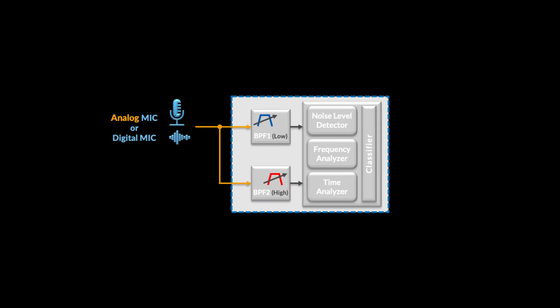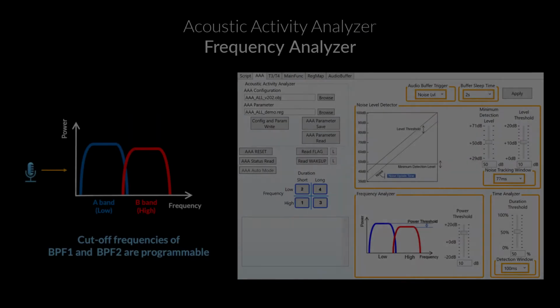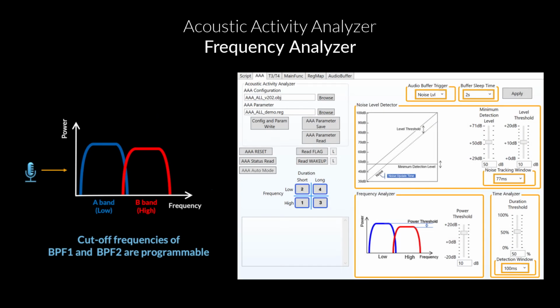The acoustic analysis block consists of two bandpass filters as well as the frequency analyzer, the time analyzer, and the classifier. Let's start with the frequency analysis. Incoming audio comes in through the two bandpass filters, and the frequency analyzer looks at that incoming content. The frequency analyzer compares the energy present in the two bands. If the audio event contained more energy in the low band, it's considered to be a low frequency sound. If there's more energy in the high band, we call it a high frequency sound.